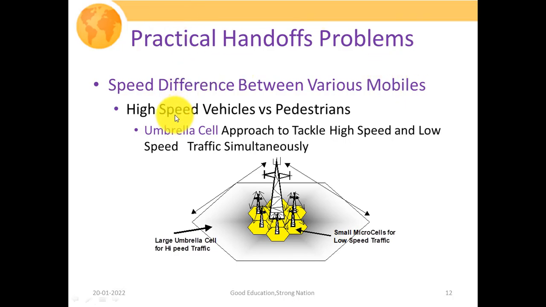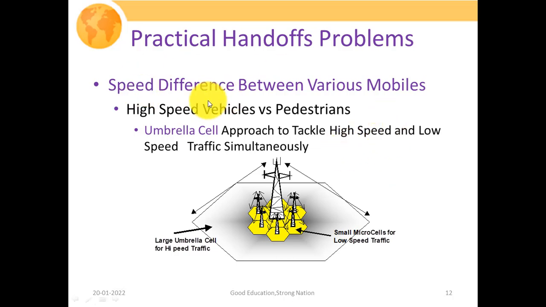First of all, we will discuss high speed vehicles versus pedestrians. High speed vehicle users are highly mobile users, whereas pedestrian users are slow moving users. And in our handoff region, we have seen that handoff has to be performed within that duration of time, which is basically the time lag where an individual user's received signal strength falls below the threshold value up to the minimum acceptable threshold power level.